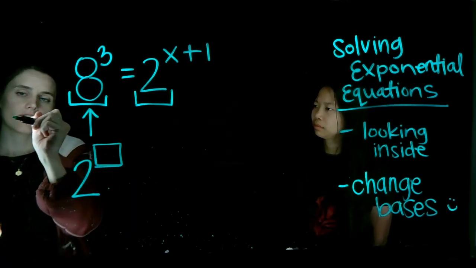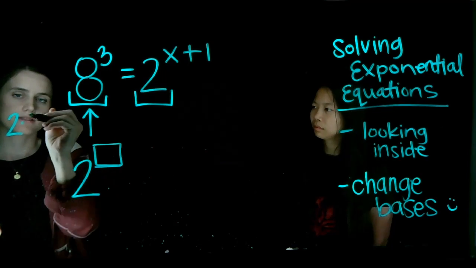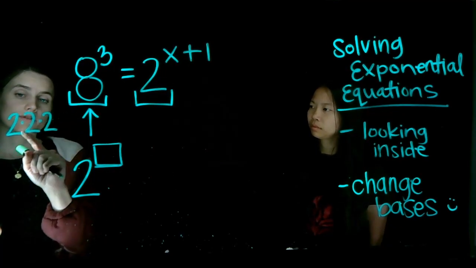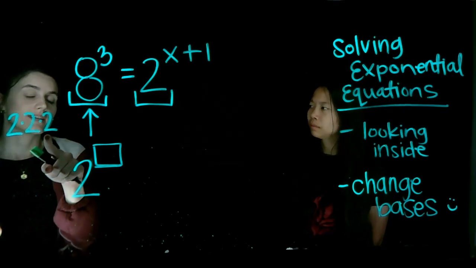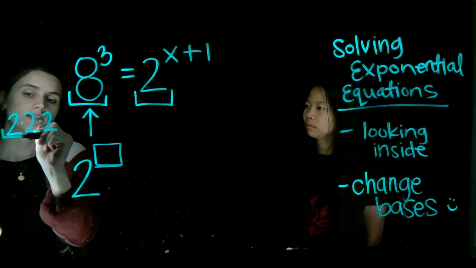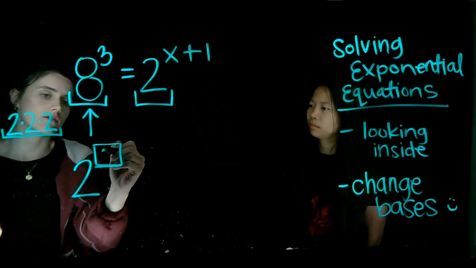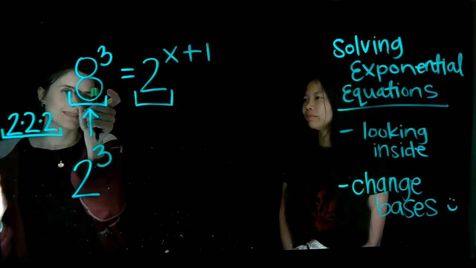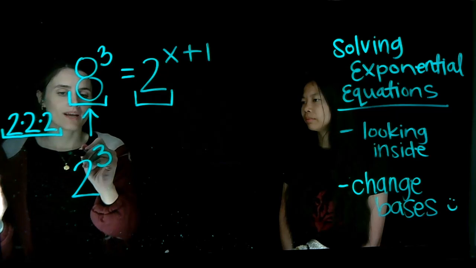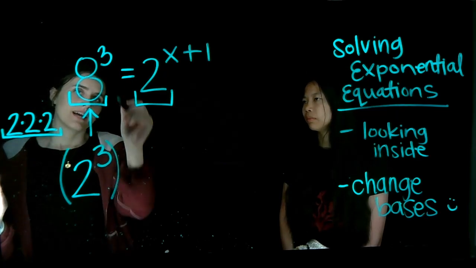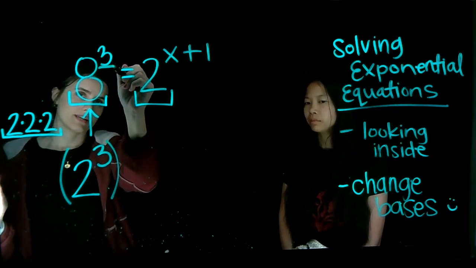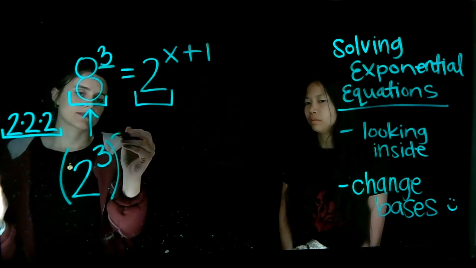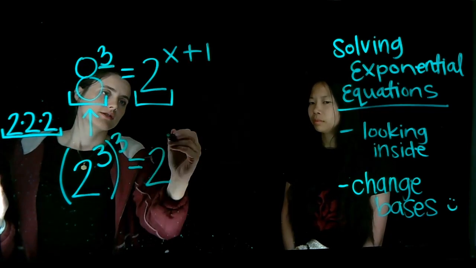If we start over here, we have 2, that's not quite 8, times 2, 2 times 2 is 4, not quite 8, times 2, one more, 2 times 2 is 4, times 2 is 8. So we know that 2 times 2 times 2, or 2 to the 3rd, is the same thing as 8. Like Tiana said in our last example, we have to make sure that this stays in parentheses and that we keep this exponent that was already here, because 8 is being raised to the 3rd, so that means that 2 to the 3rd has to be raised to the 3rd. And this will equal 2 to the x plus 1.